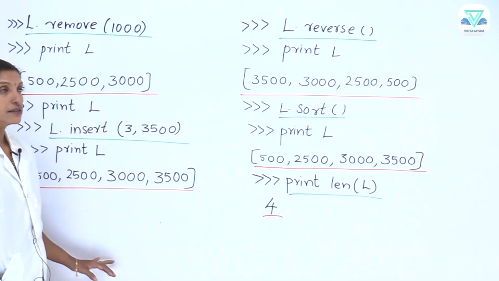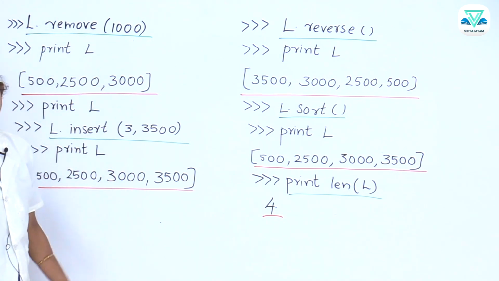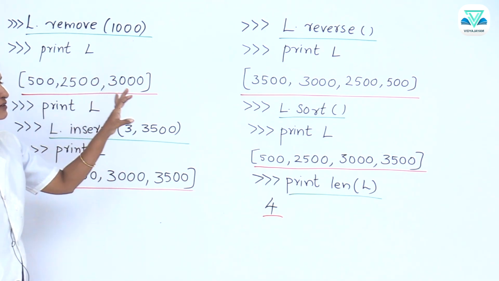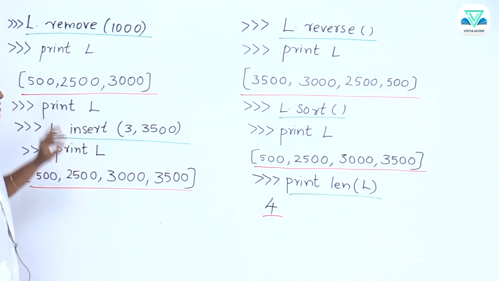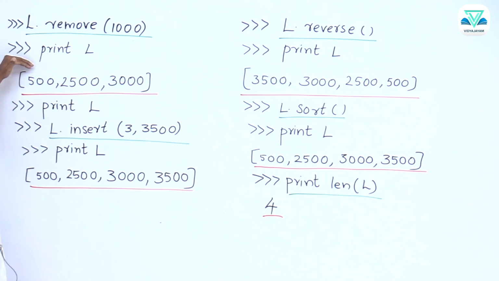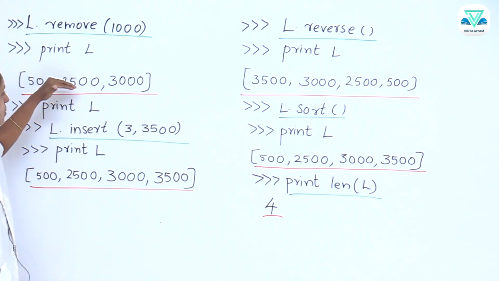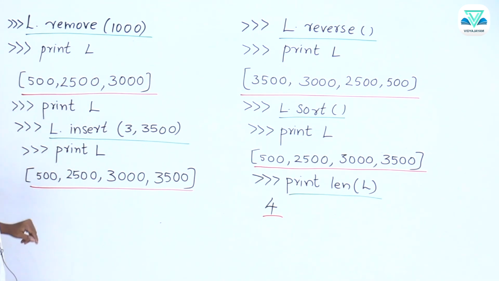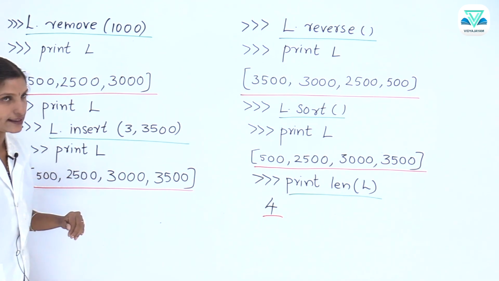Now the next method is L.remove(1000). Remove is another method to remove a specific value from the list. So we can remove 1000, and when we print the list, it will contain only the other values, that is 500, 2500 and 3000 only will be present in our list. So when we print that list, we are able to see only that.